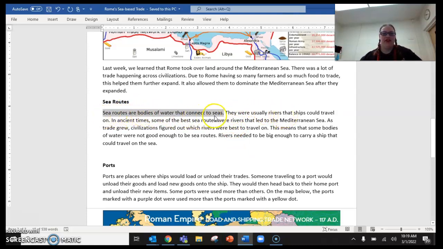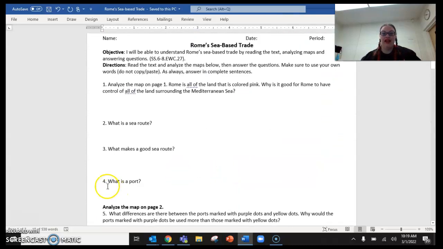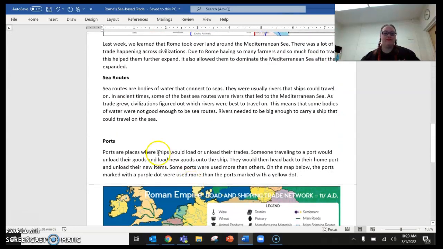Sea routes are bodies of water that connect to seas. They were usually rivers that ships could travel on. In ancient times, some of the best sea routes were rivers that led to the Mediterranean Sea. As trade grew, civilizations figured out which rivers were best to travel on. This means that some bodies of water were not good enough to be sea routes. Rivers needed to be big enough to carry a ship that could travel on the sea. And then we've got ports. Ports are places where ships would load or unload their trades. Hey, that's another question. So pause and type your answer.